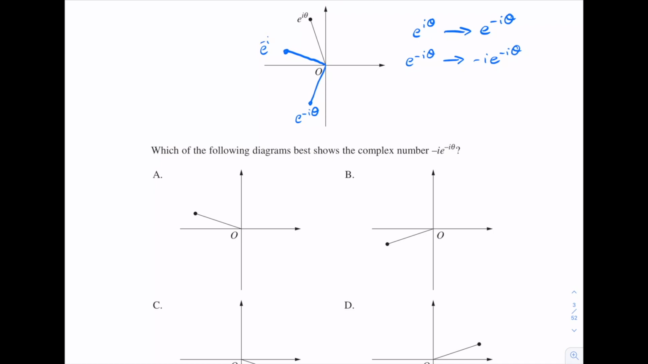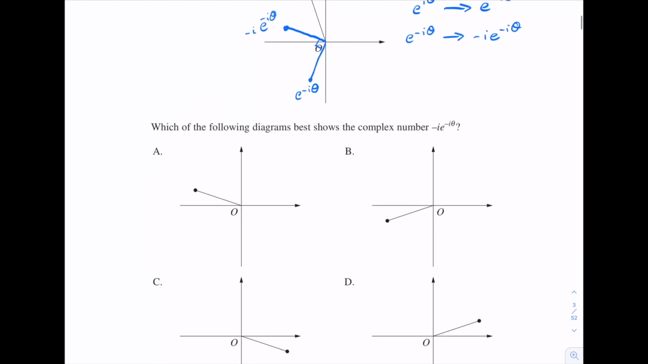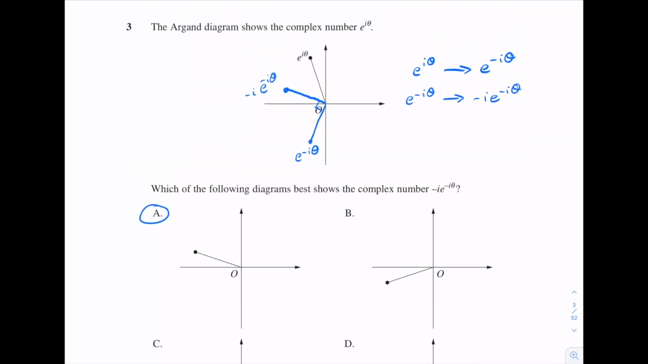E to the negative I theta, we've multiplied it by negative I, and this should be a right angle here. So you can see that the only option that's sitting in the second quadrant looks like A. So A should be our correct answer. Now, what's the other way of doing it?